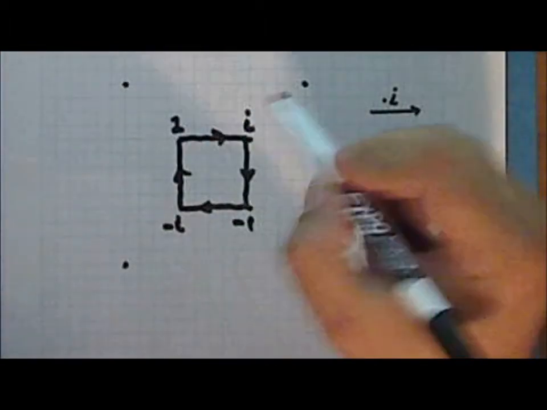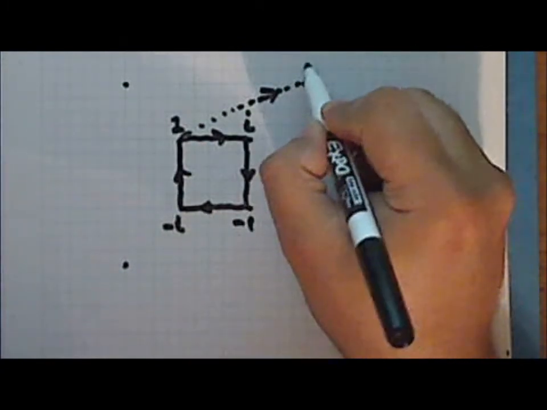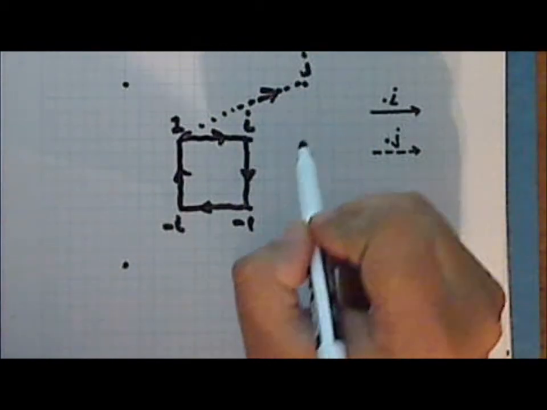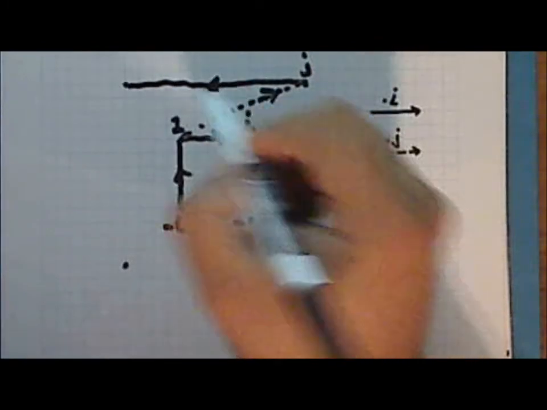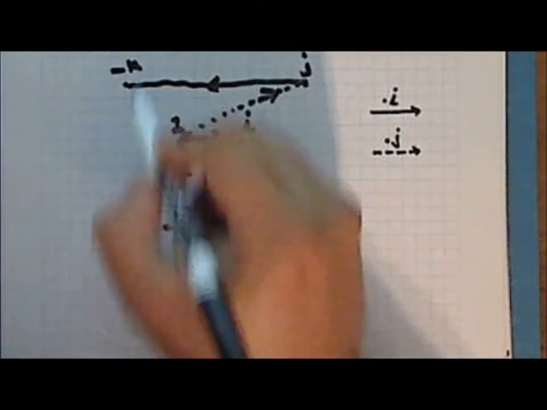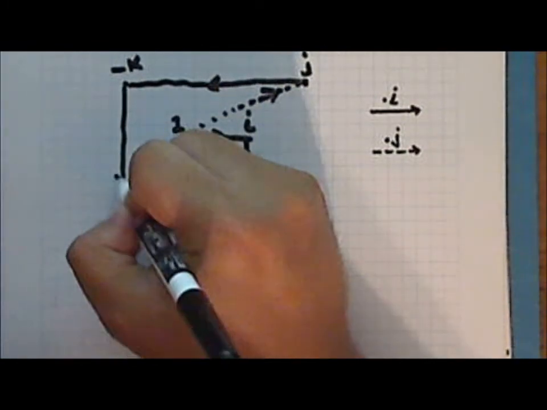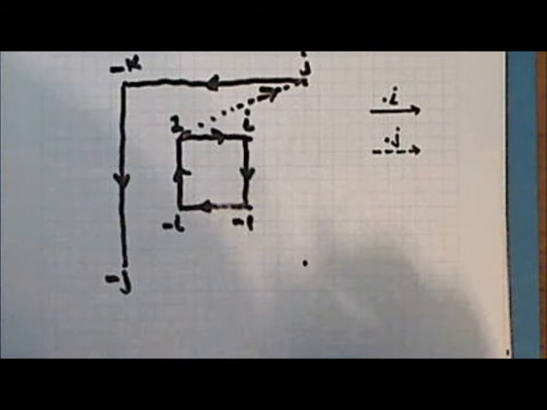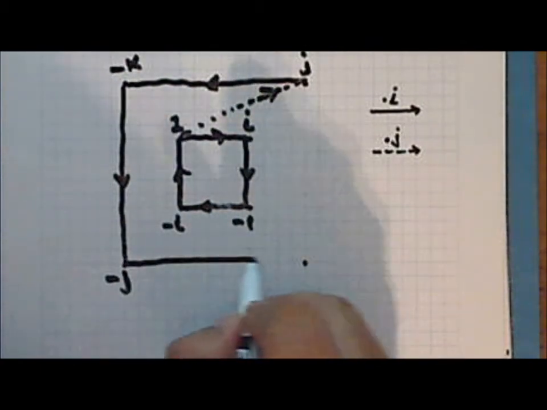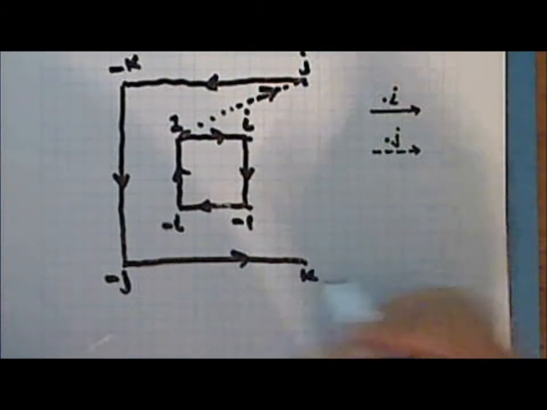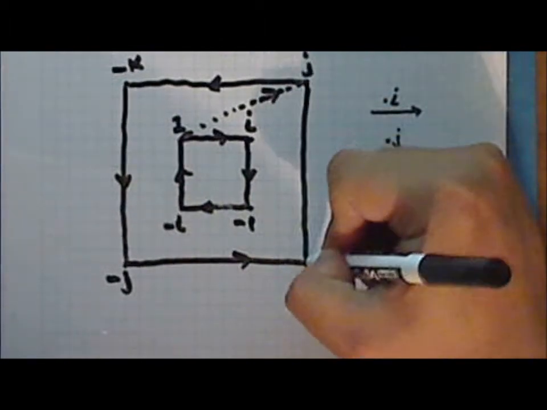Now, 1 times J gives us J. Now J times I gives us negative K. Negative K times I gives us negative J. Negative J times I gives us K. And K times I gives us J.